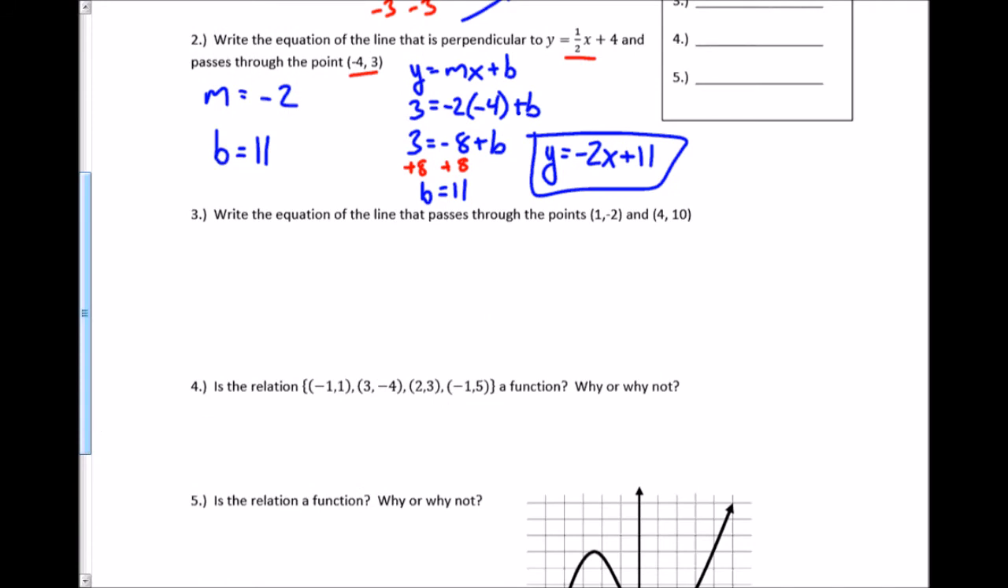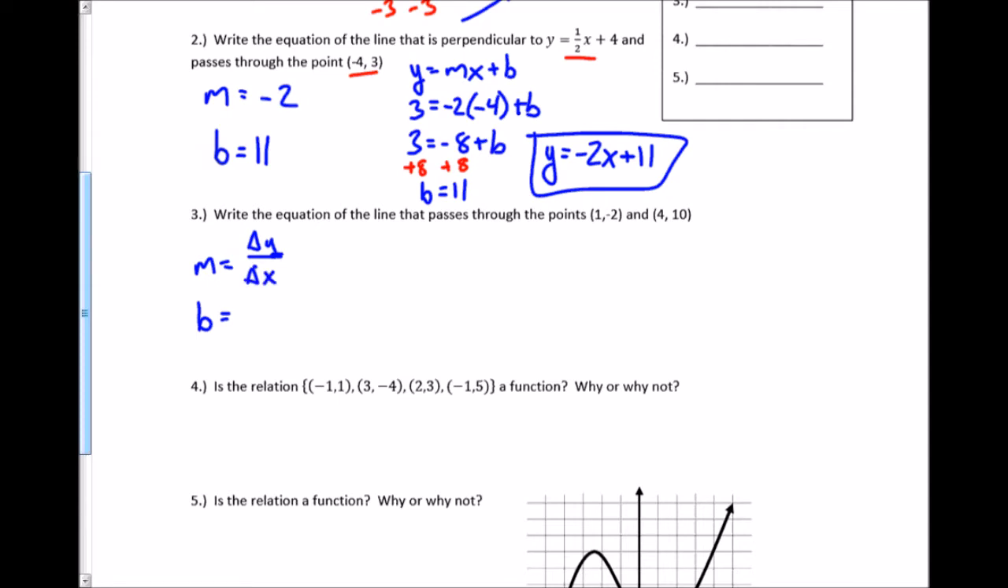Number 3, it asks me to write the equation of a line that passes through 2 points. Once again, this is the same thing, except the thing that changes is how I find the slope each time. Parallel, the slopes are the same. Perpendicular, slope is opposite reciprocal. Given 2 points, I use my slope formula. I do the change in y over change in x. So I look at my y values.